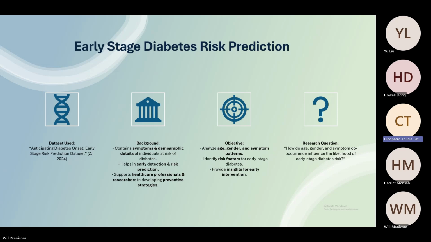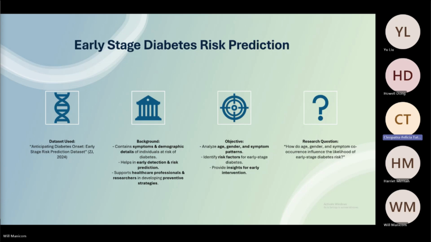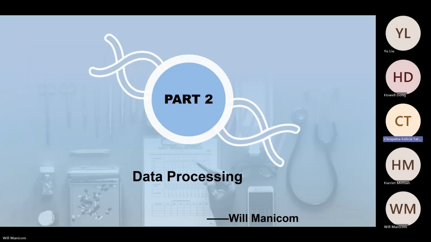Our study's objectives are to analyze the age, gender, and symptom patterns, to identify risk factors for early stage diabetes, and to provide insights for early intervention. With that in mind, our central research question is, how do age, gender, and symptom co-occurrence influence the likelihood of early stage diabetes risk? Throughout this project, we will explore data visualizations and analytical insights to address this question and identify meaningful patterns in the dataset. Now, let's move on to the next section where we will dive deeper into data processing and our chosen variables.